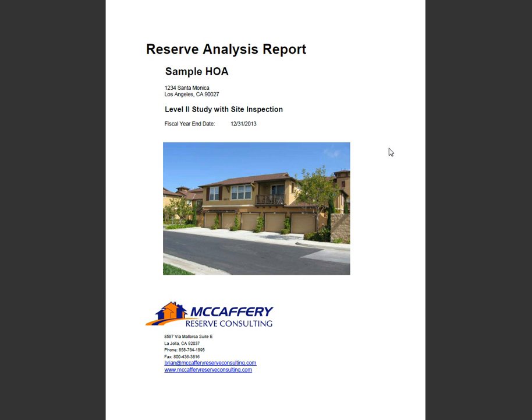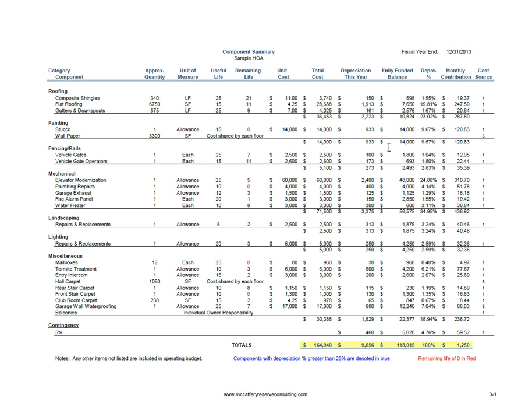Let's start on page 3-1, the component summary. This section lists all the common components that the association will need to maintain. The association should carefully review this section and get back to us if they have any feedback or proposed changes. All the numbers in the study are driven by these numbers.